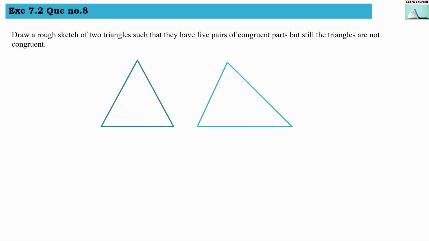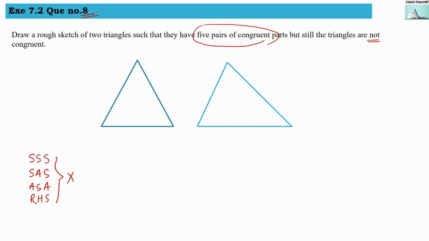Exercise 7.2, question number 8. Draw a rough sketch of two triangles such that they have 5 pairs of congruent parts, but still the triangles are not congruent. So we have to show that 5 pairs are congruent within these two triangles, but the triangles are not congruent. This can happen only if these 4 criteria, that is side, side, side, side, angle, side, angle, and RHS criteria, are not fulfilled in these two triangles. Then only they are not congruent.